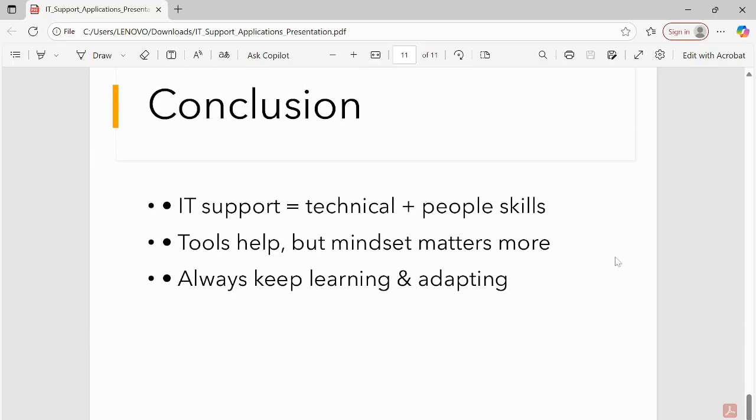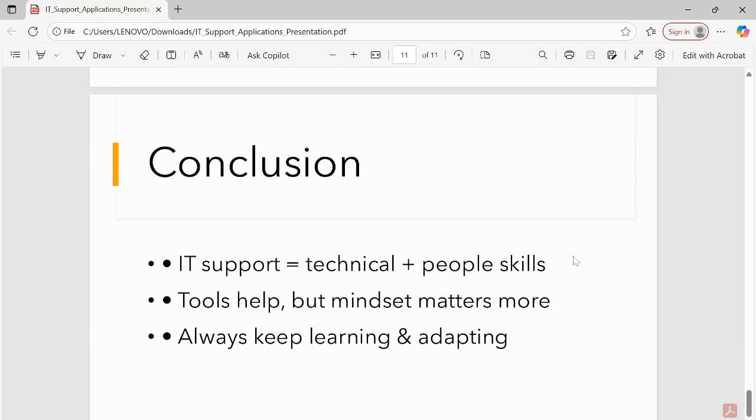And in conclusion, I can say that in IT support, people should be skilled. Technical knowledge should be there, tools will help a lot, and mindset matters more. Your mindset should be clear, and always keep learning and adapting.